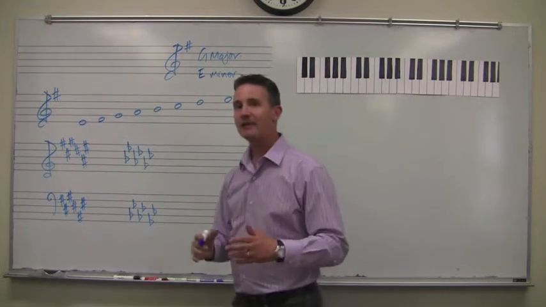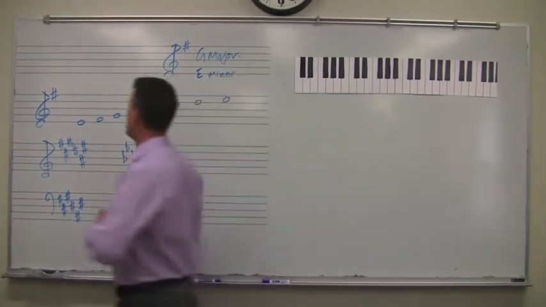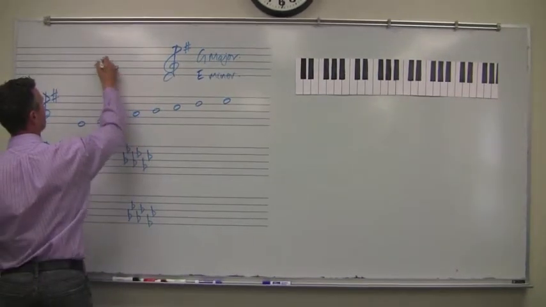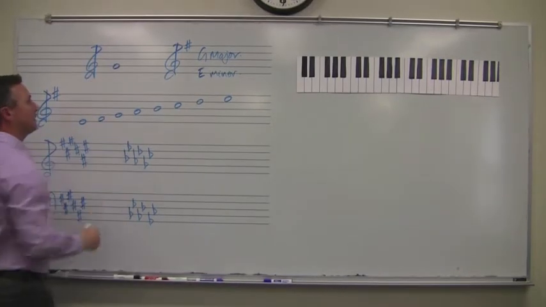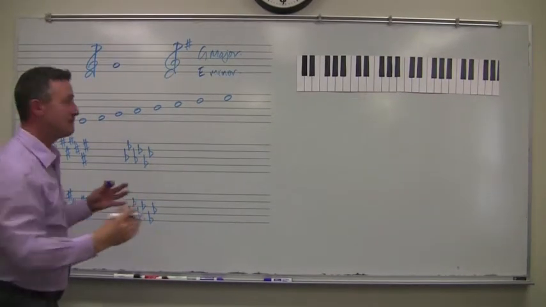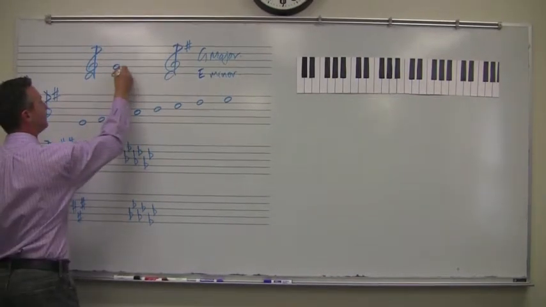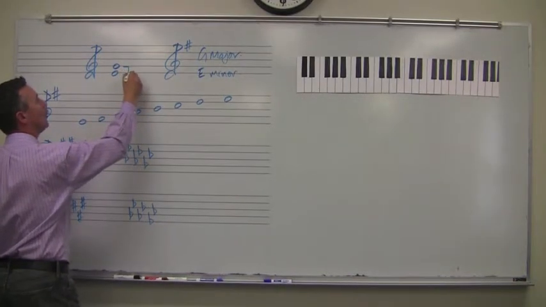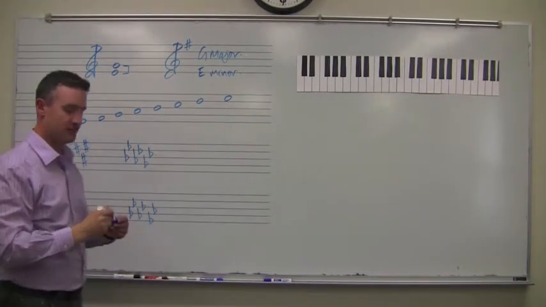If you look at the first note of the scale of G major, it is obviously a G. If we look at the first note of the scale of E minor, it is an E. What we can do is learn this interval distance.